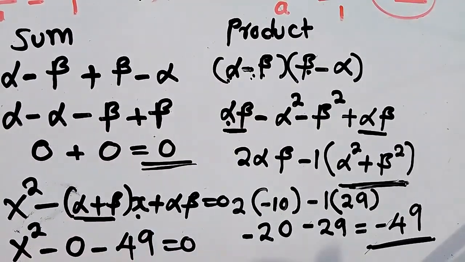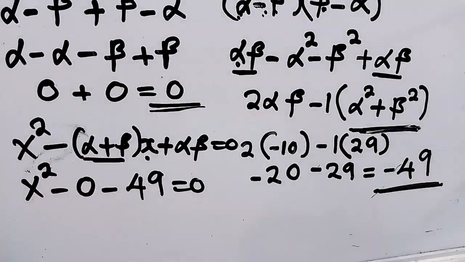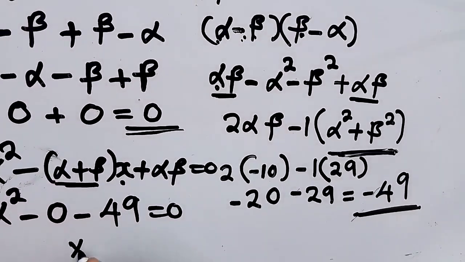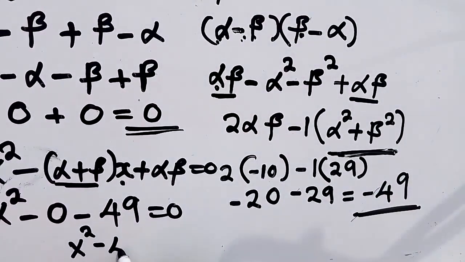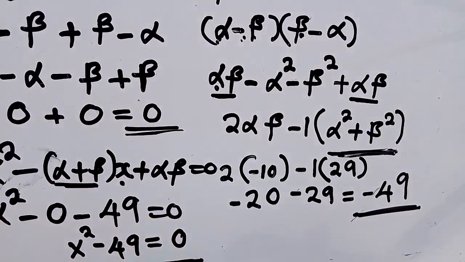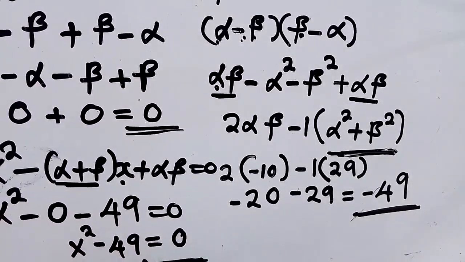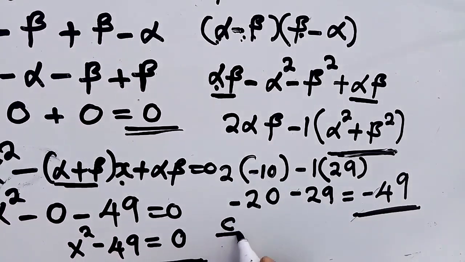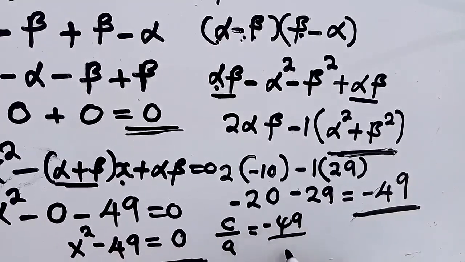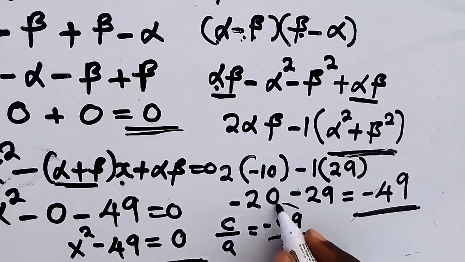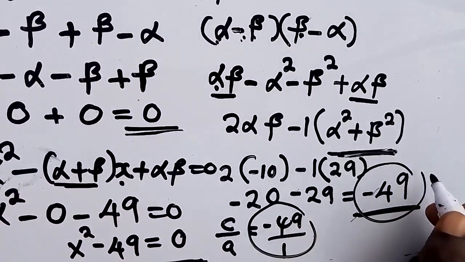So the final answer will be x squared minus 49, which is equal to 0. So this is how you are going to answer that question. So this is the equation now. So now we want to prove this. Let us find the product here. So the product, you say C over A, which is equal to what? So C is negative 49 over A, which is 1. You still get the answer 49 here, the one we found as the product.